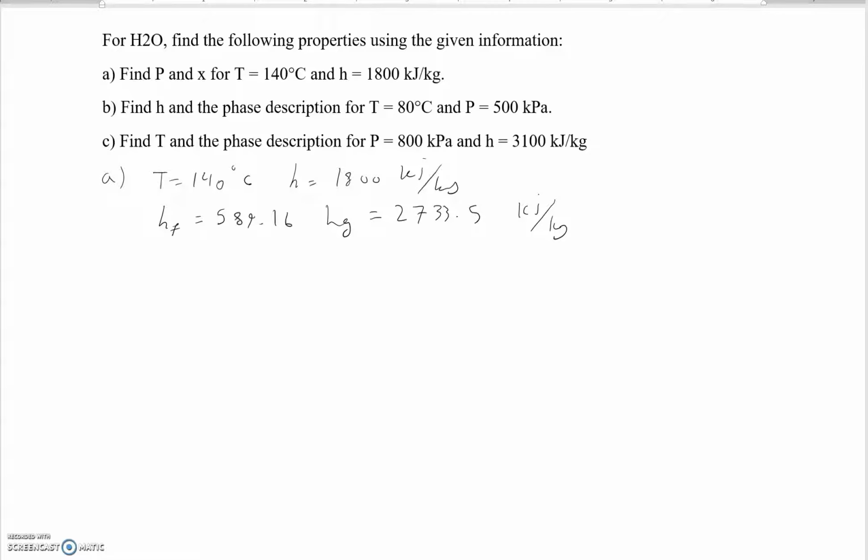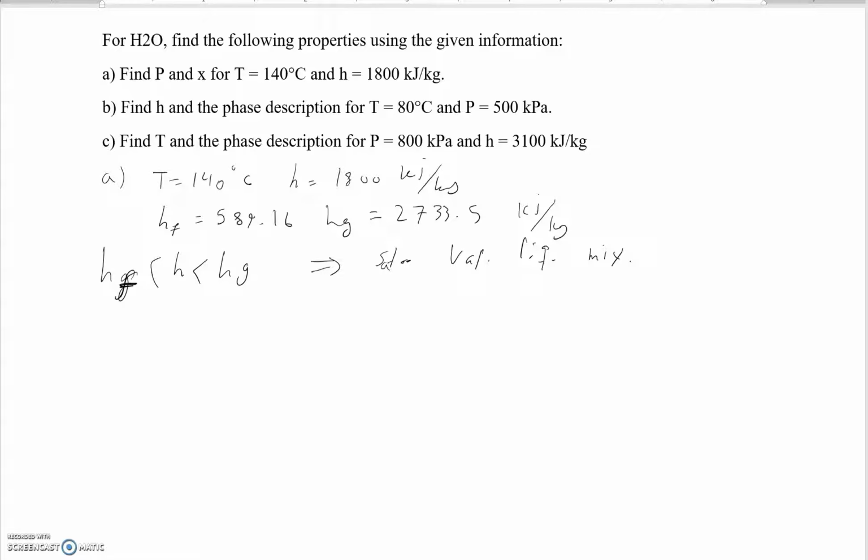And what is our H? It is 1800, right? So it is between HF and HG, saying that our mixture is in two phase, because our H is between HF and HG. So H is less than HG, greater than HF. Therefore we are dealing with a saturated vapor liquid mixture.